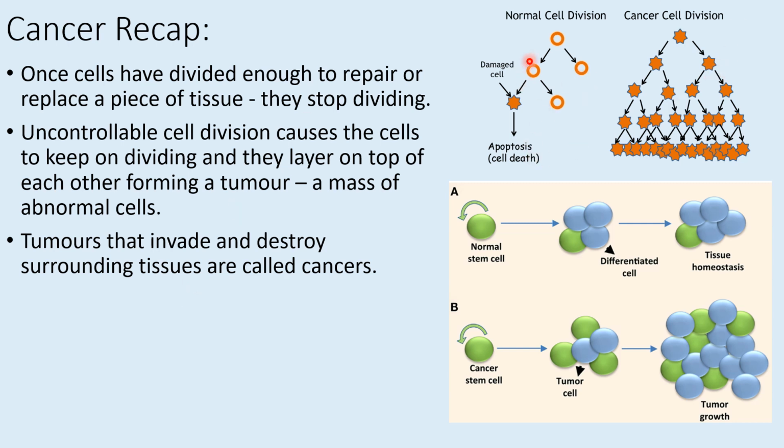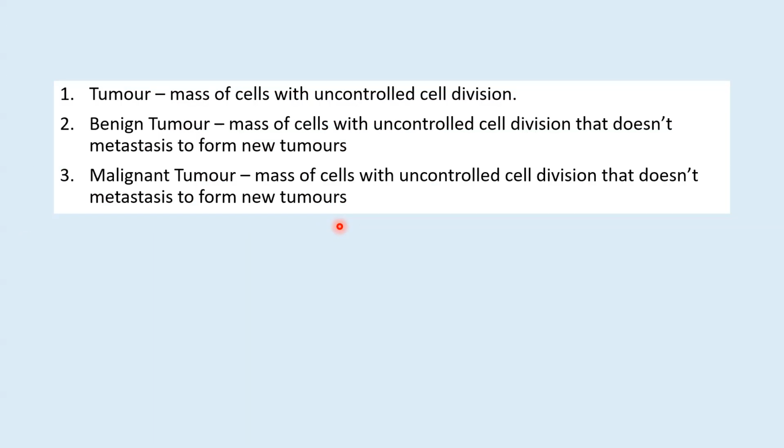Looking at the picture here, that's your normal cell division. Your cell divides, and now over there you have uncontrolled cell division. It does not stop dividing. That's from GCSE. So we'll be going over what is a tumor, what is a benign tumor, and what is a malignant tumor. So these are three definitions that we should know.